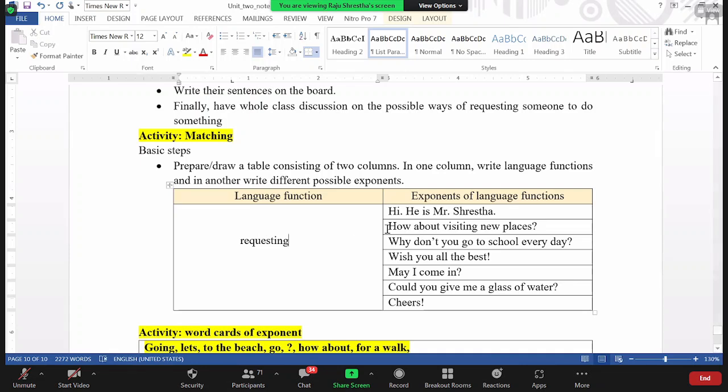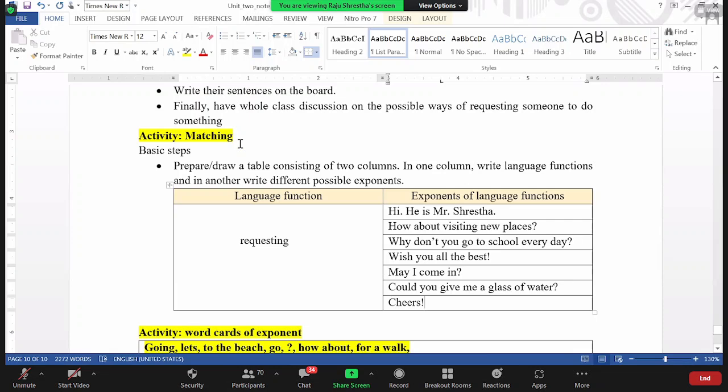The match for requesting: he is Mr. Shrestha. Is this requesting? No, this is introducing. How about visiting new places? Is this requesting? This is a suggestion. Why don't you go to school library? This is suggesting. Wish you all the best. This is expressing good wishes. May I come in? This is a request. Could you give me a glass of water? A request. Cheers is another, expressing a toast.